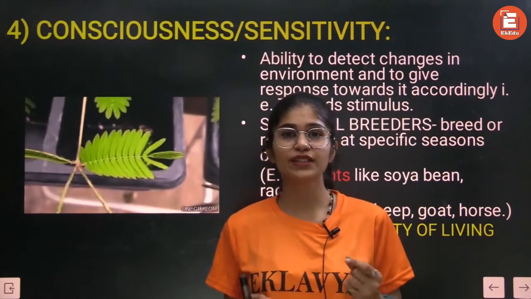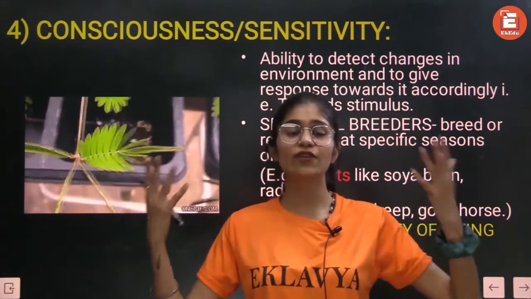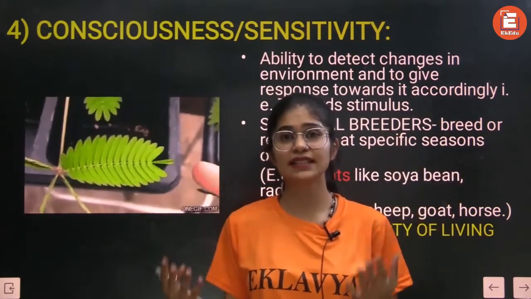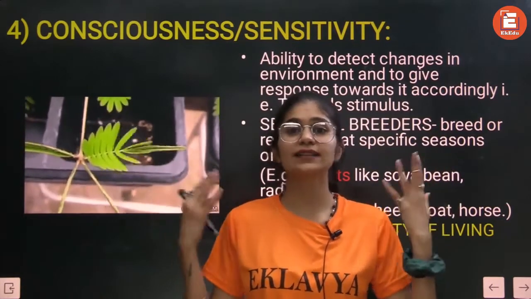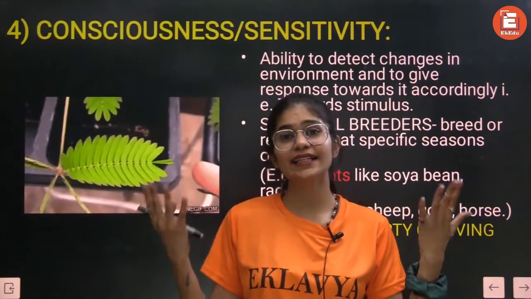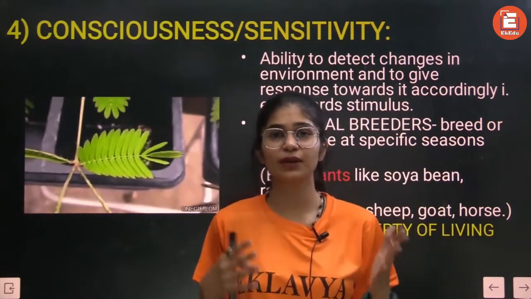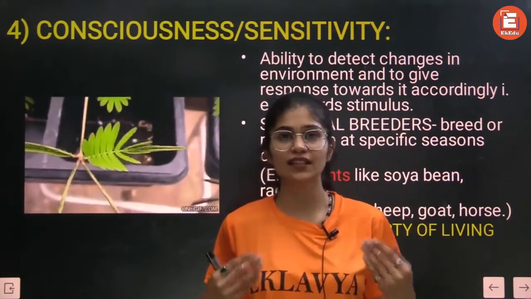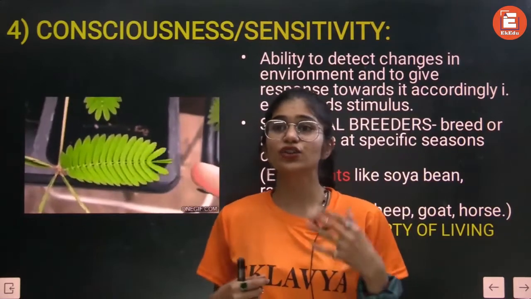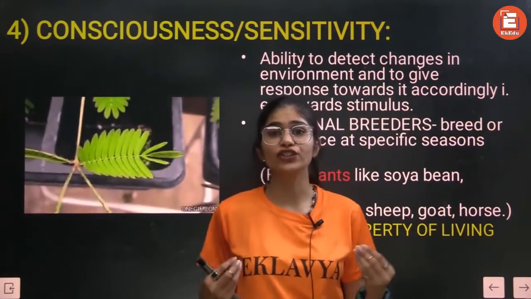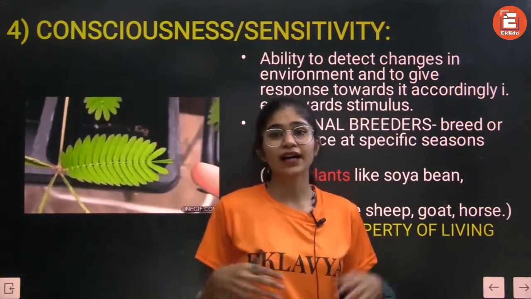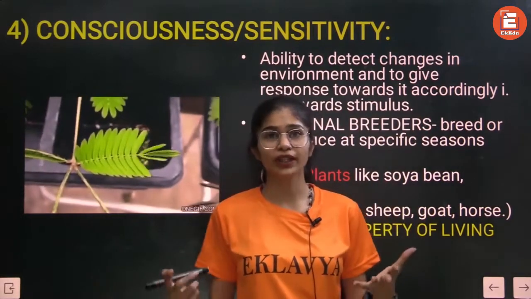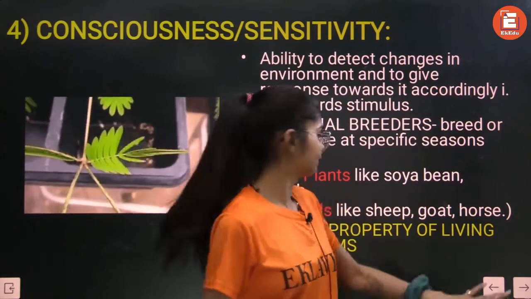So what happens is they try to detect their environment. They have a favorable season to reproduce. So when that season comes, their body detects that change and accepts that this is my favorable season for reproduction, and they start reproducing, right? So this is also an example of consciousness, because organisms like dogs and cats are understanding what is happening around them and changing accordingly.